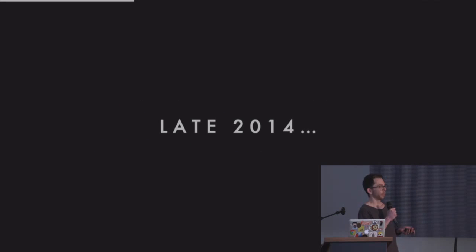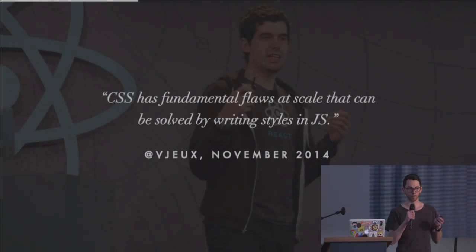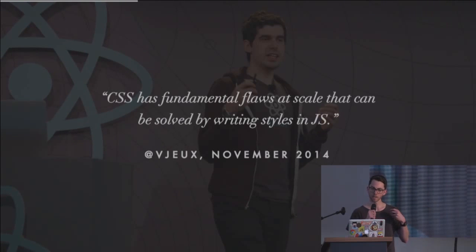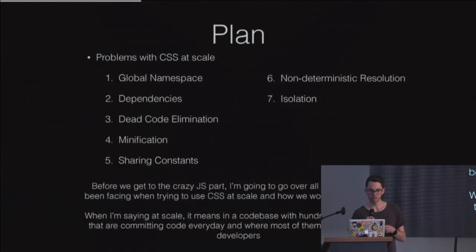So interesting enough for us, this was in late 2014, and something else really important happened at this time. There was a presentation from Christopher Chedeau from Facebook, and he said that CSS has fundamental flaws at scale that can be solved by writing styles in JavaScript. This is the most memorable slide from that talk, which ran through the problems with CSS at scale.